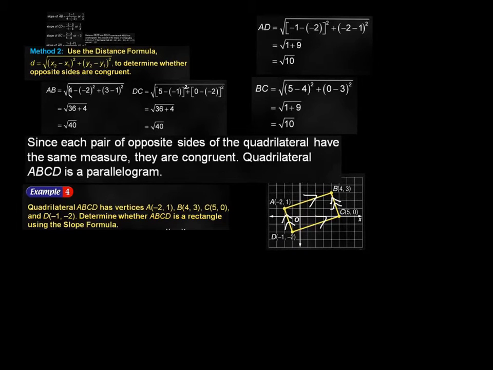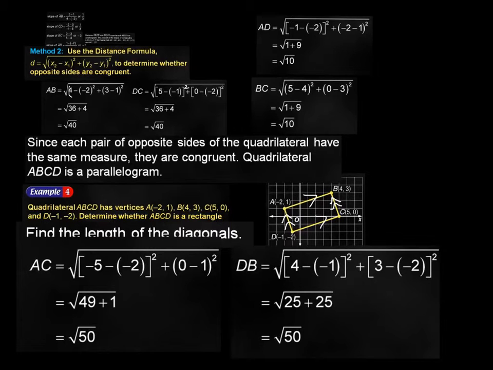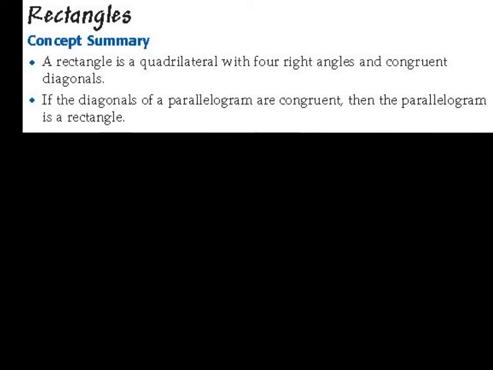But wait, there's more. Only write down one of these methods. The third way we could do it is to check the length of the diagonals. AC is the square root of 50, and wouldn't you know, so is DB. So now we have found a third way to answer the same question. They will tell you how to do it, but there are 3 different ways we can confirm that this is a rectangle. Here you thought you knew all there was to know about rectangles in kindergarten, but we found out that a rectangle is a quadrilateral with 4 right angles and congruent diagonals, and if the diagonals of a parallelogram are congruent, then the parallelogram is a rectangle.